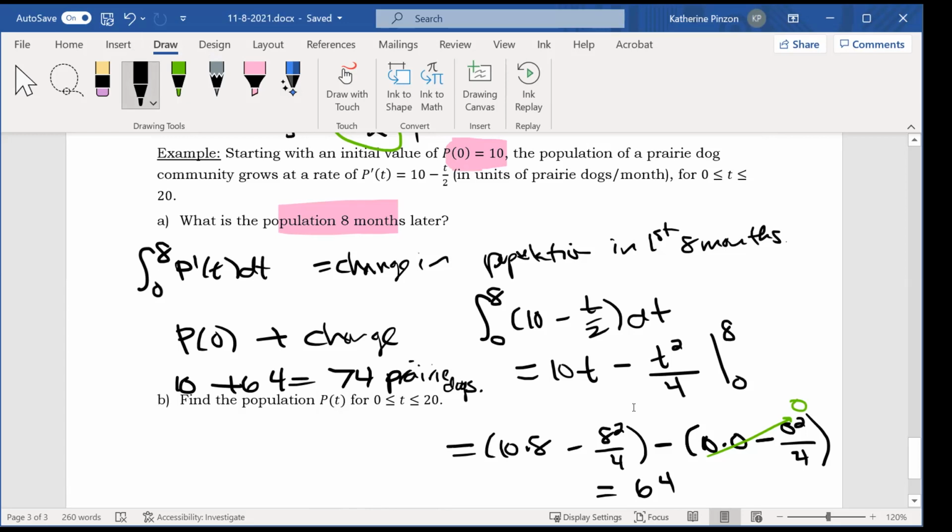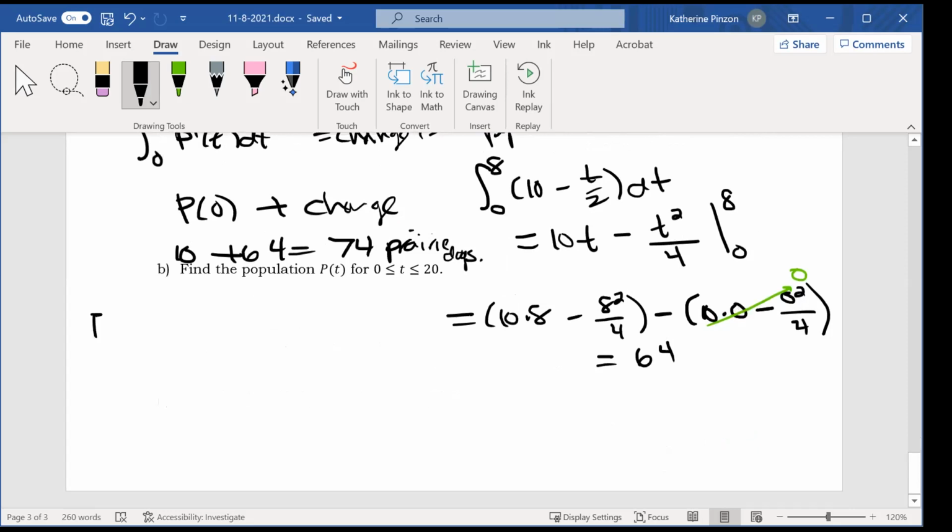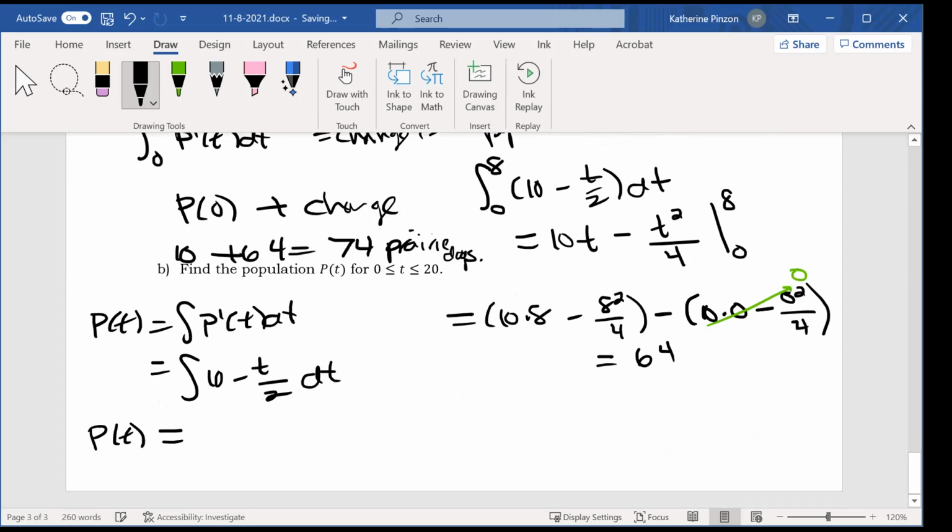How do you find the population if you know what P prime of T is? Do just an indefinite integral, right? I'm just going to do an indefinite integral. P of T is the integral of P prime of T. The integral of 10 minus T over 2 dt. Okay, what do you get when you integrate 10 minus T over 2 dt? 10T minus T squared over 4 plus C. Remember, when we did indefinite integrals, we got a plus C at the end.